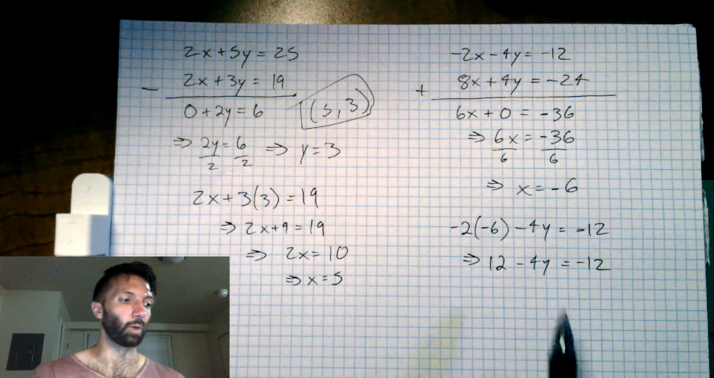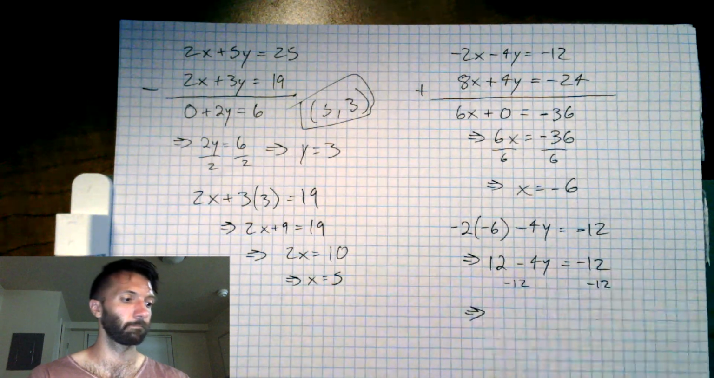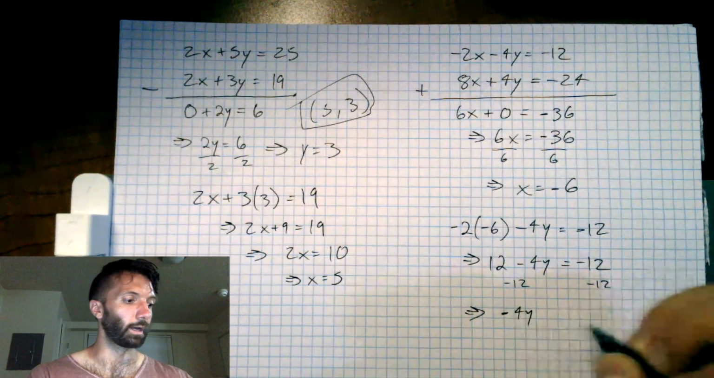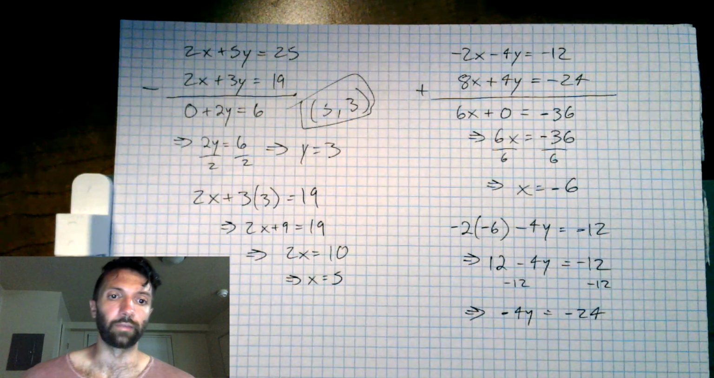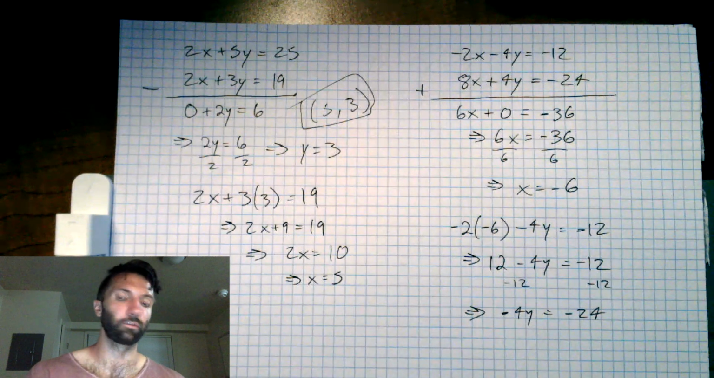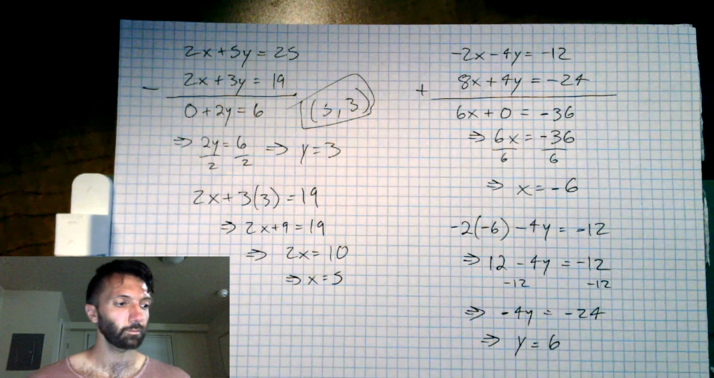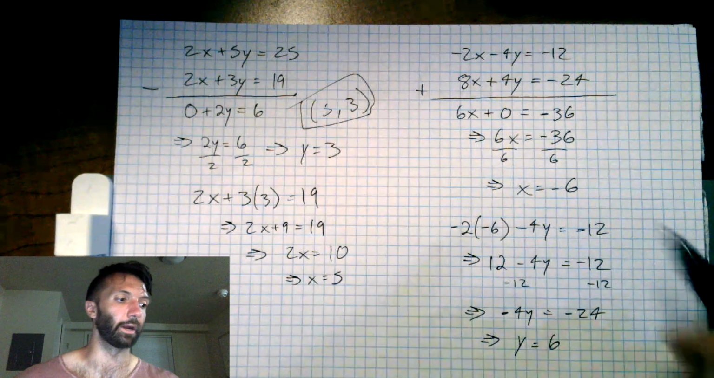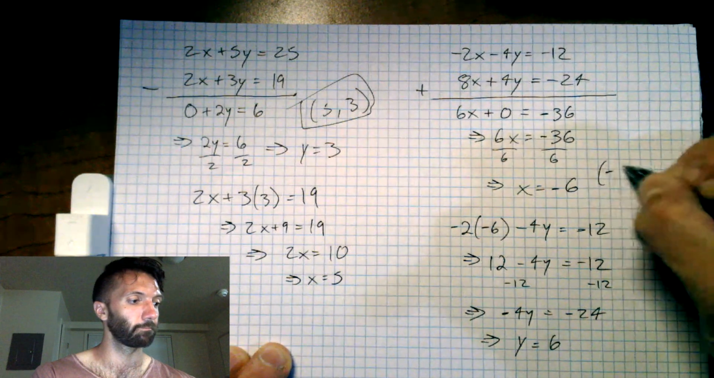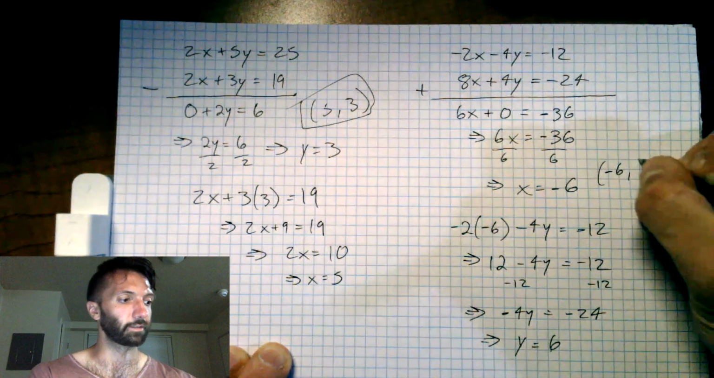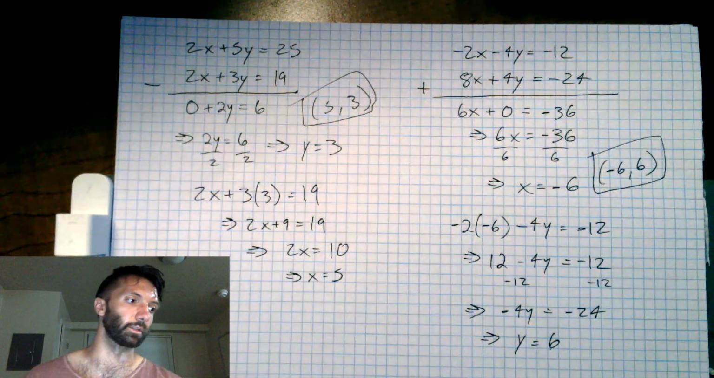All right, now I'm going to get y by itself, so I'll subtract 12 from both sides. So I get negative 4y equals negative 24. And then by dividing both sides by negative 4, I see that y is going to equal positive 6. And again, my solution is a coordinate pair. It's x comma y. So x in this case was negative 6. y in this case was positive 6. And so negative 6 comma 6 is the solution to the system.